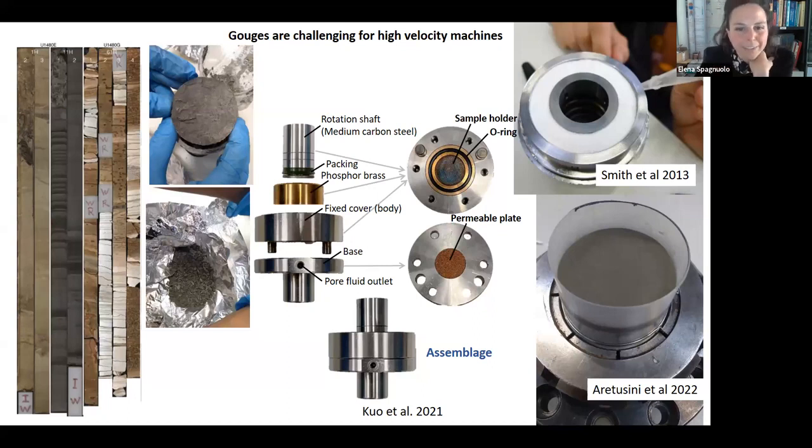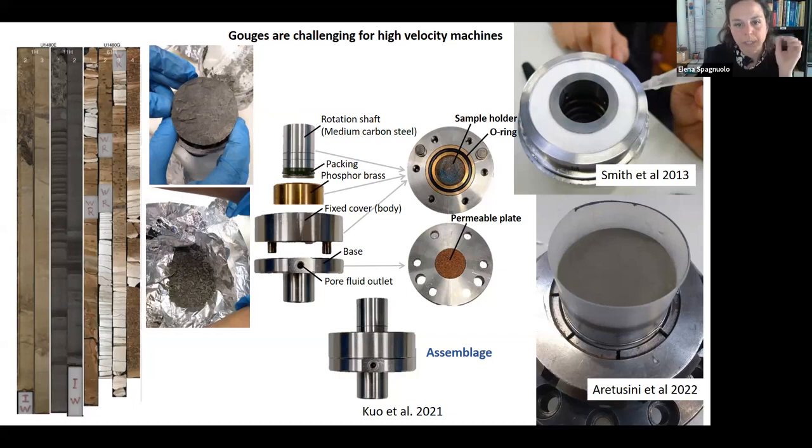Here we have some results from Kuo in 2021. This is a sample assembly that he built, designed in Taiwan to confine the gouge and to pressurize also the fluid. This is a solution that Stefano Rettusini found to confine the gouge and the fluid. So only now we are in the condition of studying, for example, thermal pressurization in gouges.